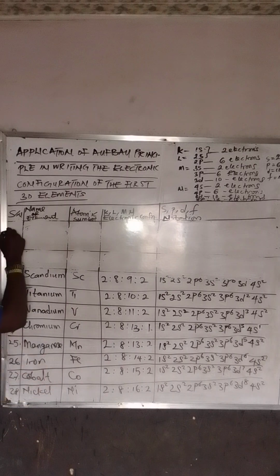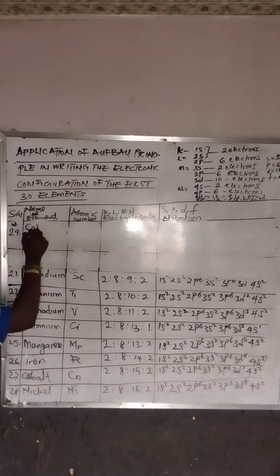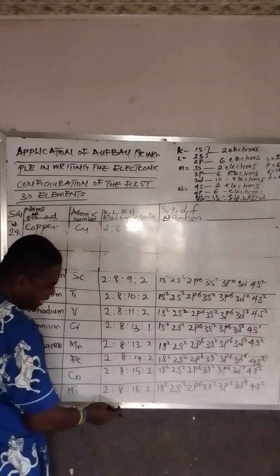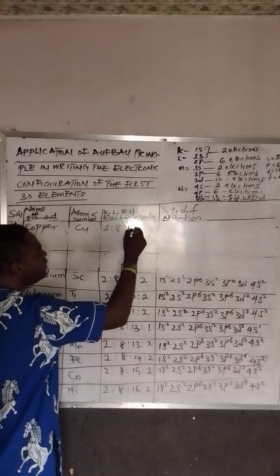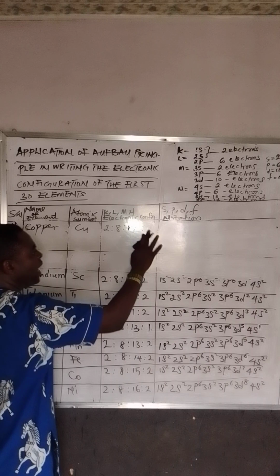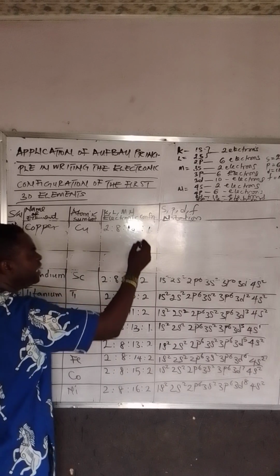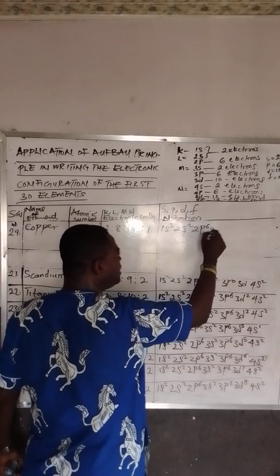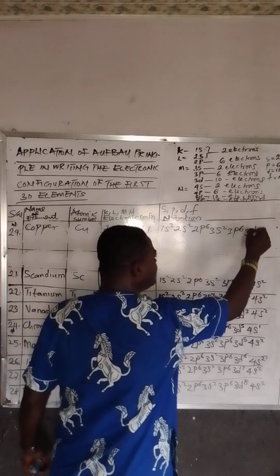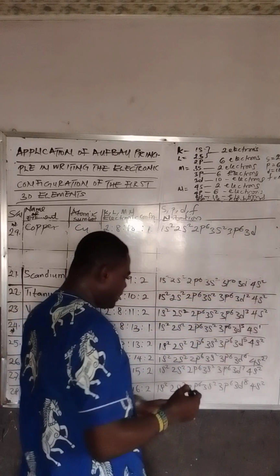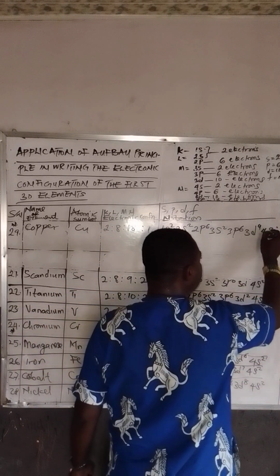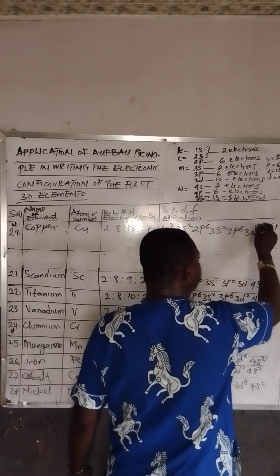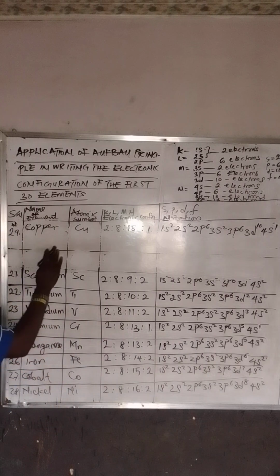Now, number 29, I want to start again. Copper, Cu: 2, 8. After 2, 8, it's supposed to be 17 and end in 2, but no. It ends in 1 here, and double fills this one, adding 1 to this to make 18. So the configuration is now 1s2, 2s2, 2p6, 3s2, 3p6, 3d. Since the previous one is 3d8, it's supposed to be 3d9, 4s2. But no, it ends in 4s1 and adds 1 to this 9 to make it 10. So that is its own abnormal behavior.